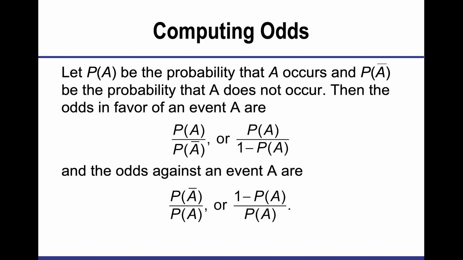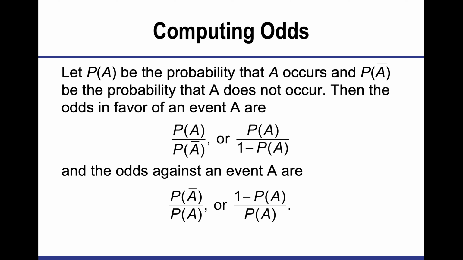Now, if I want to compute odds, odds are slightly different from probability, and a lot of times they're confused and there's an overlap that's seen there. If I want to look at the probability that event A occurs, I would let P of the complement of A, remember the line at the top means complement, be the probability that it does not occur. Then, the odds in favor of an event are calculated by the probability that it happens divided by the probability that it does not happen.